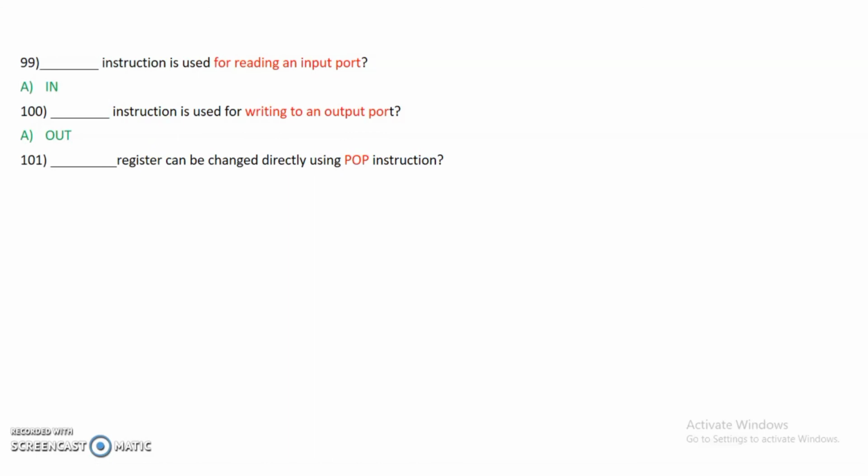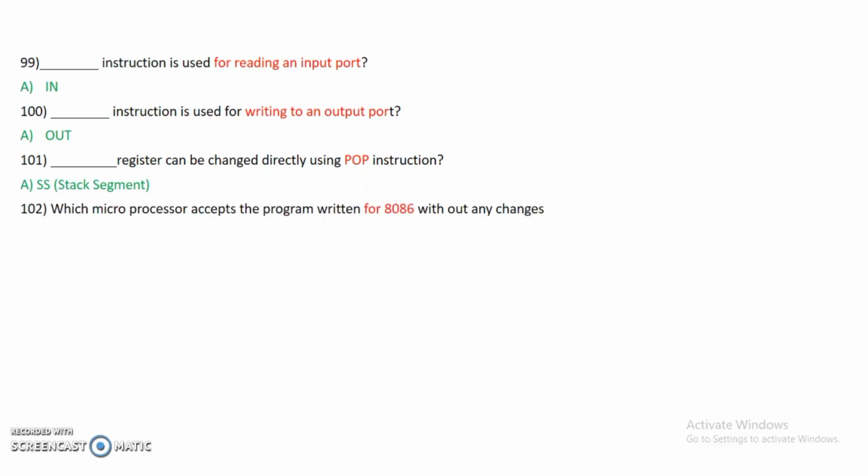Bit number 101. The dash register can be changed directly using the pop instruction. The answer will be SS, stack segment. Bit number 102. Which microprocessor accepts the program written for 8086 without any changes? The answer will be 8088 microprocessor.